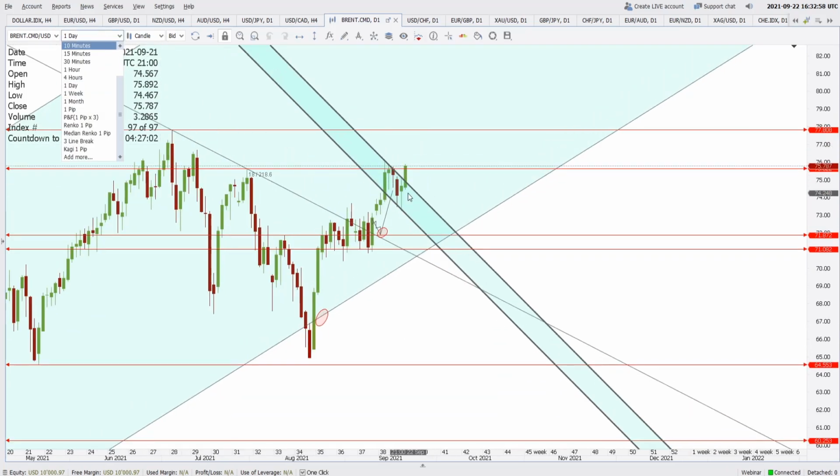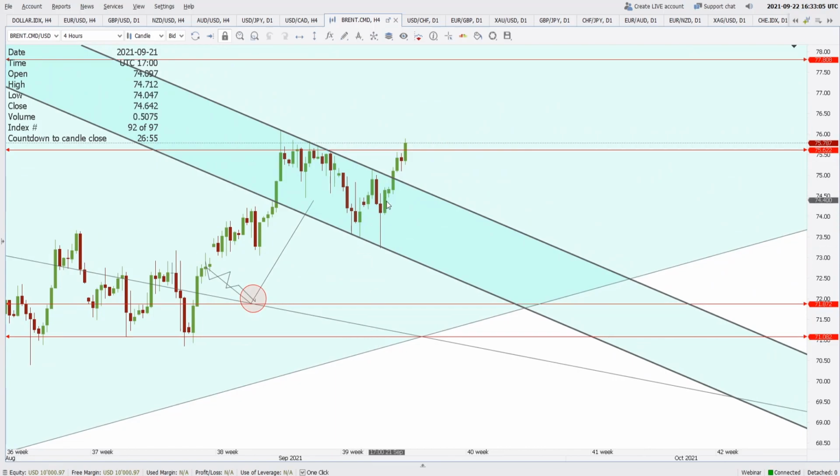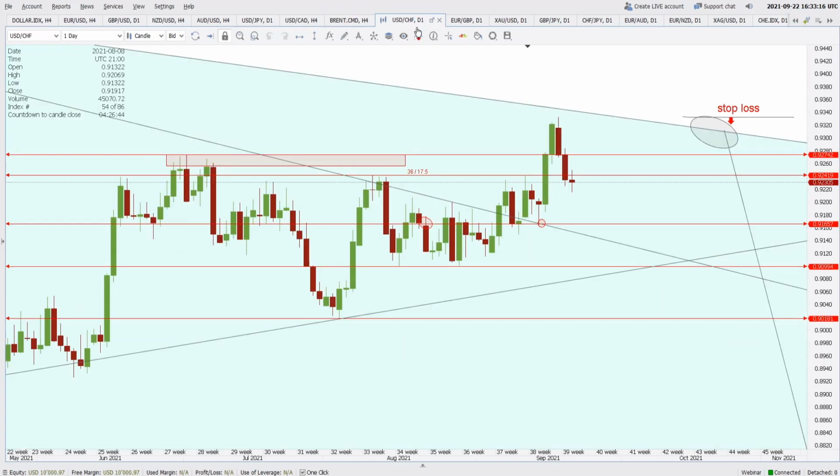But look at how today's candle is forming. It is looking like a Marubozu on the daily chart. A Marubozu is a candle which has no or very small lower and higher wicks. So it is very bullish price action. Any close above this 75.62 will open the way to 77.80.